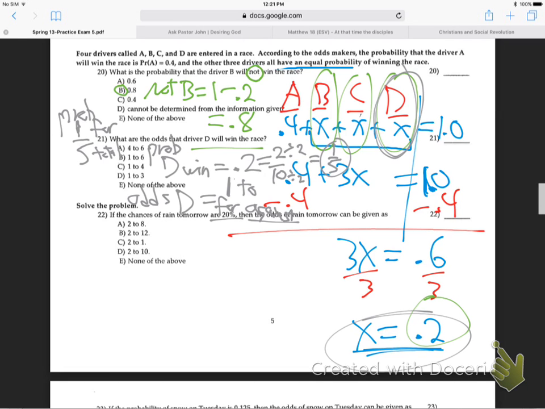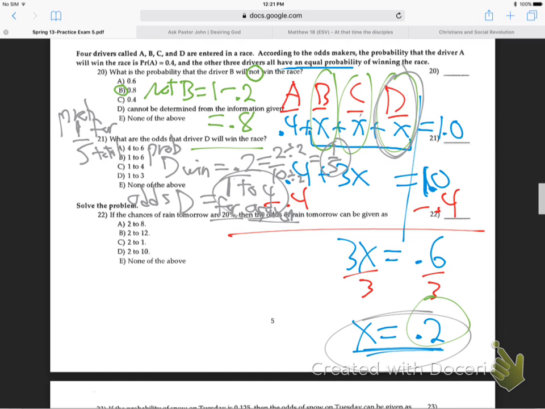So if 1 is for it, how many are against it? Out of 5? 4. 1 to 4. We okay with that? Right, because there's 5 total. Probability was 1/5: 1 result out of 5 total. So the odds is 1 to 4, because if there's 1 for it, there must be 4 against it, for 5 total.